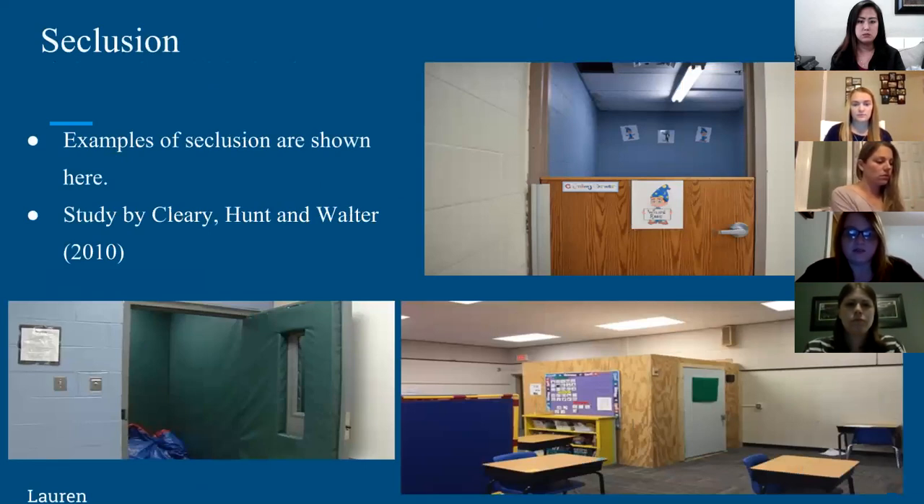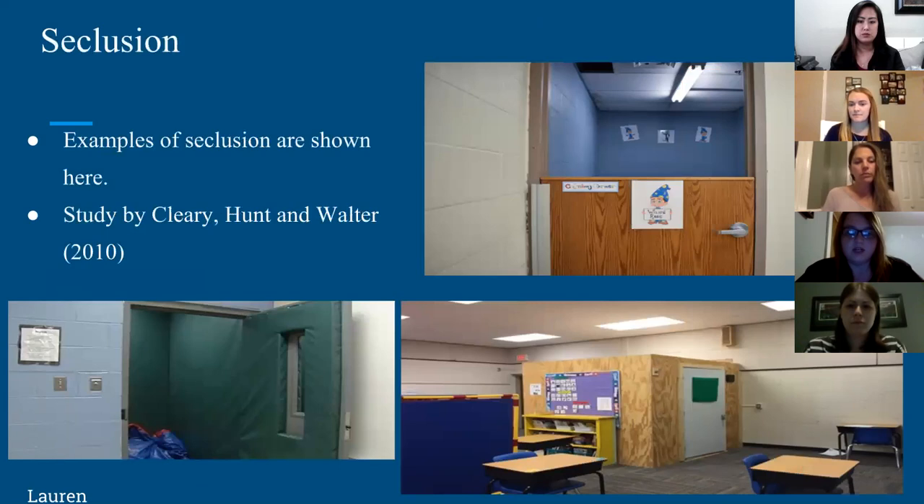Seclusion. Examples of seclusion are shown on this slide. The top picture shows a seclusion room with a half door. You can also see there are pictures on the wall with visual cues for the individual. The bottom left shows a padded room with a beanbag chair to keep the individual safe from harming themselves. The picture on the bottom right shows a seclusion room that is built into the classroom.